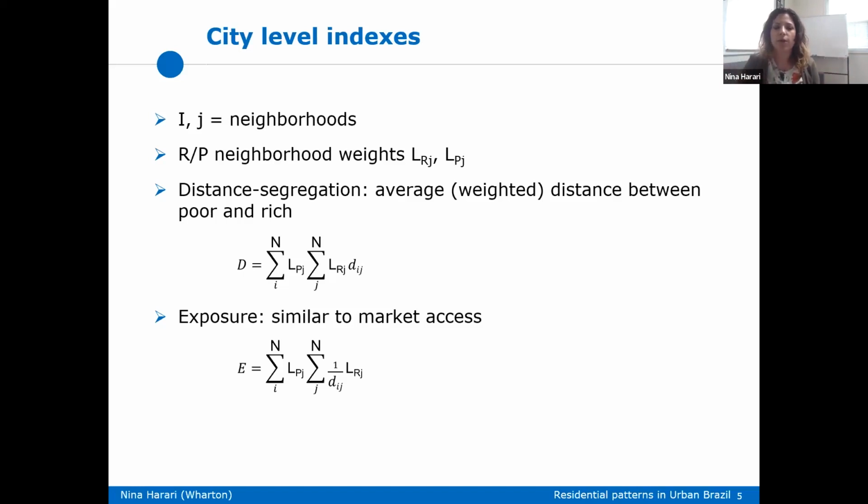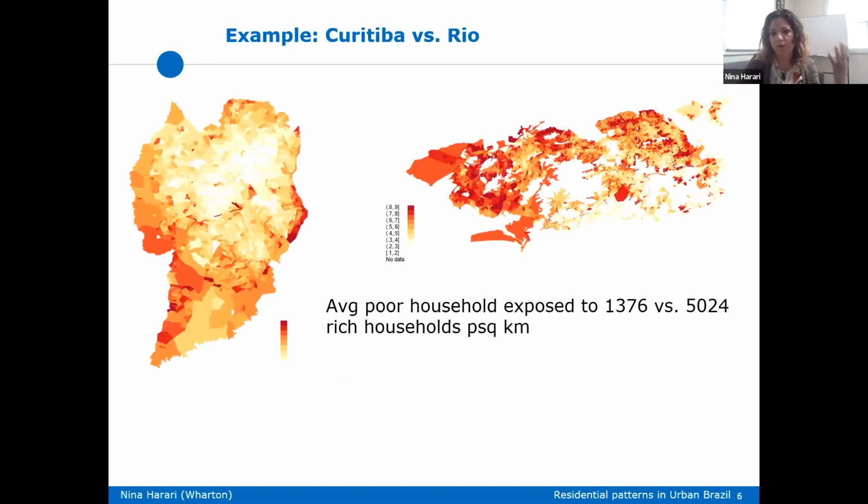So these are the two sets of indicators, again, to give you a visual sense of how they map to actual cities. These are two examples of cities that, to me, are one closer to the segregated pattern, one closer to the integrated mixing pattern. The average poor household in Curitiba is exposed to about 1,400 rich households per square kilometer, whereas the average poor household in Rio is exposed to 5,000 rich households per square kilometer. So again, this captures access of the poor to rich neighborhoods, which for me is the proxy for economic opportunity, and we can easily adapt it to include employment or other things we care about.